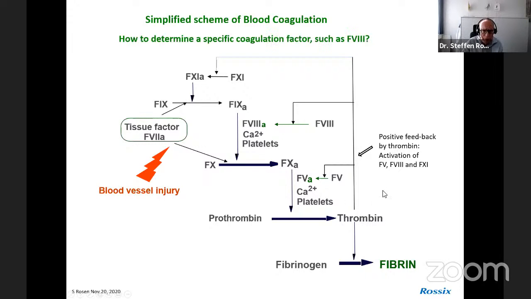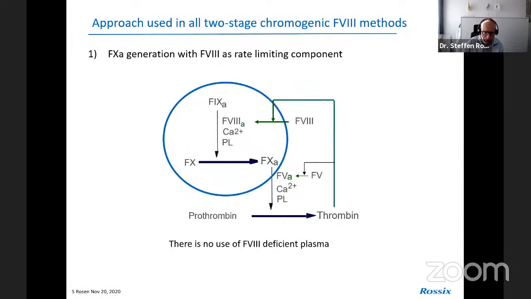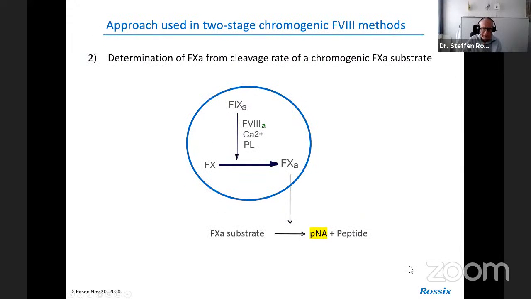So how to determine a specific coagulation factor such as factor VIII? Well, all chromogenic methods focus on the place in the cascade where factor 8A plays a role, which is as a cofactor to 9A for activating 10 to 10A. And this cofactor is very powerful. It amplifies the 9A activity about 2,000–3,000 fold. And importantly, there is no use of factor VIII deficient plasma. The generated 10A is then allowed to cleave a 10A substrate, and the rate of PNA formation is related to the factor VIII activity of the sample.